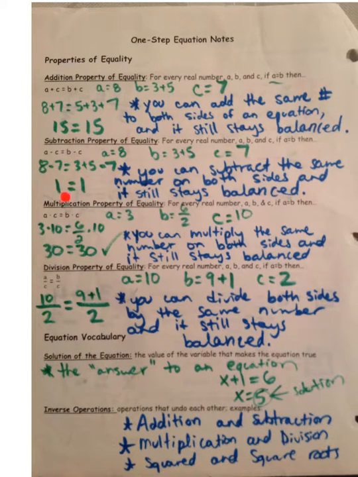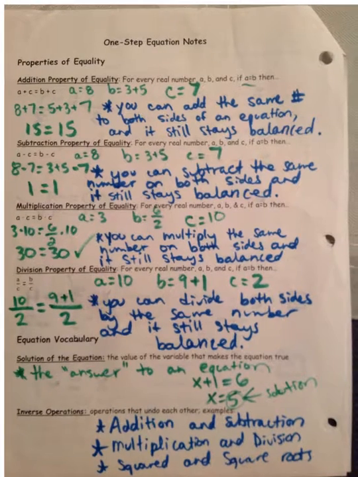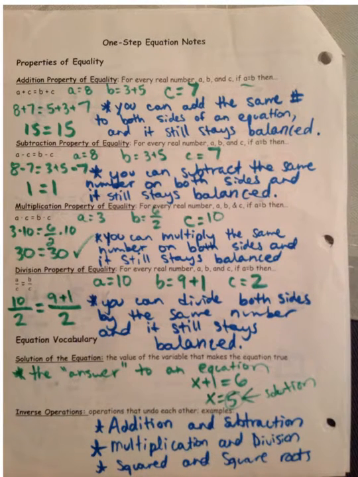Well, 8 minus 7 is 1. 3 plus 5 is 8, minus 7 is 1. So, again, we see that the subtraction property of equality is true. In other words, the subtraction property of equality states that you can subtract the same number on both sides and it still stays balanced. All right, you're probably noticing a theme here.